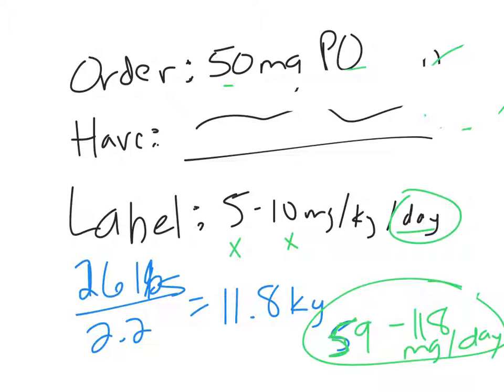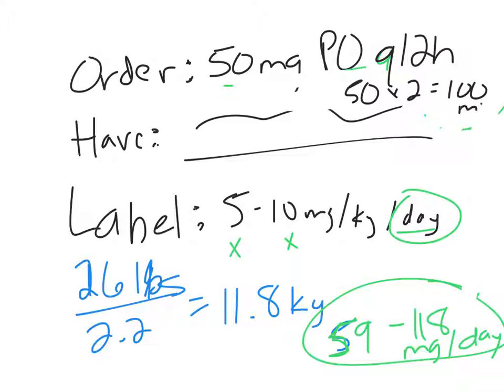If this same patient was ordered, let's say the doctor says that they can take 50 milligrams by mouth instead, let's say every 12 hours. Well, 50 milligrams by mouth every 12 hours would be twice in a day, so 50 times 2 is 100 milligrams in a day. 100 absolutely does fall in that range because it falls between 59 and 118. Therefore, this would be safe. So that one would be okay.